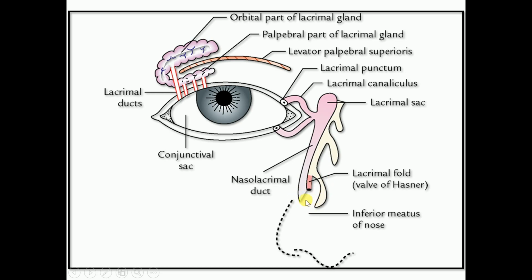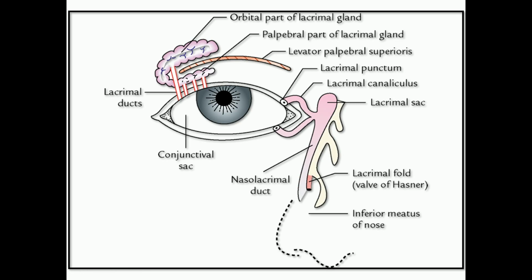So within the inferior meatus of the nose, this nasolacrimal canal opens, and within this nasolacrimal canal, the nasolacrimal duct passes. Finally, the nasolacrimal duct opens into the inferior meatus of the nose. Near the opening within the inferior meatus of the nose, there is the valve of Hasner, or we can say lacrimal fold, which acts as a valvular mechanism.